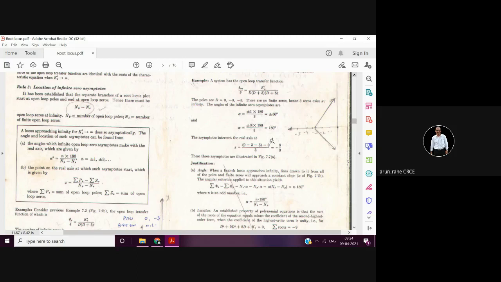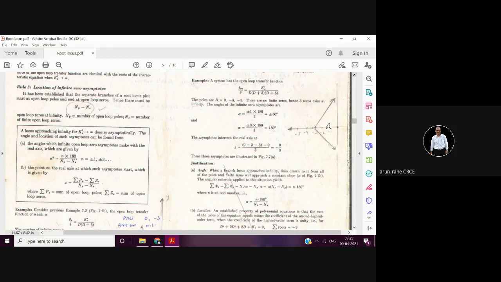So now alpha. Since there are three roots, there have to be three asymptotes. So alpha is equal to plus minus 1 into 180 divided by np minus ns. np minus ns is the number of poles, that is 3, minus the number of zeros, that is 0. So 3 minus 0 is 3. So plus minus 180 divided by 3, that is equal to plus minus 60. So this is 60 and this is minus 60.